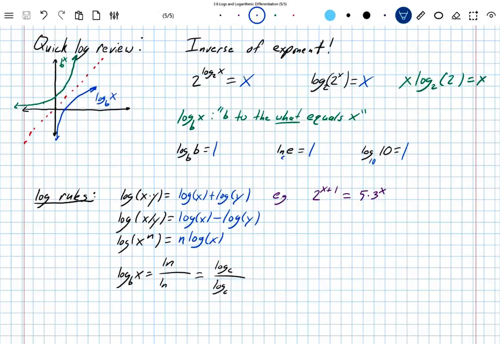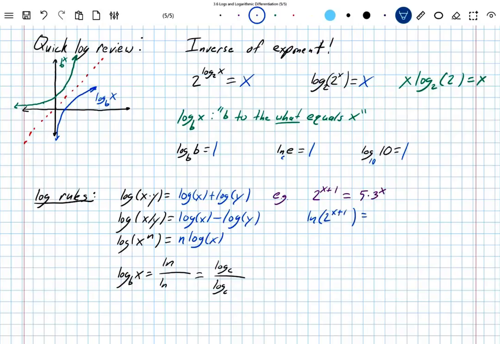This is enough. I'm going to leave the change of base formula off for a second. Let's see if we can solve this equation. You can use whatever log you want. I'm going to tend to use natural logs no matter what, but log base 2 in this case would be a good idea to solve this. If there are x's in an exponent, chances are you're going to need to use a log to bring them down. So I'm going to take the natural log of both sides.